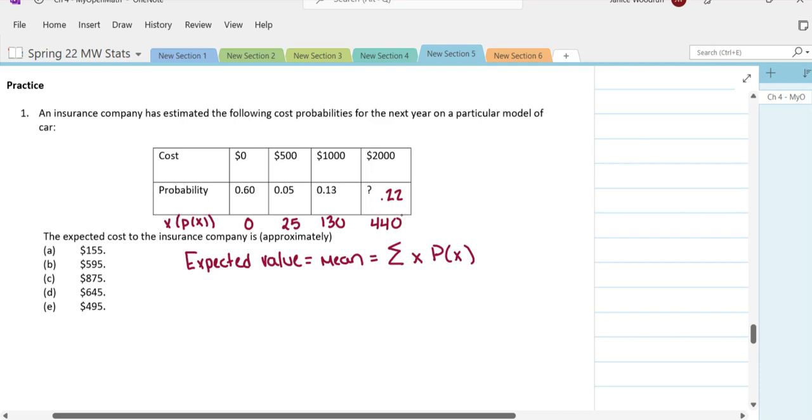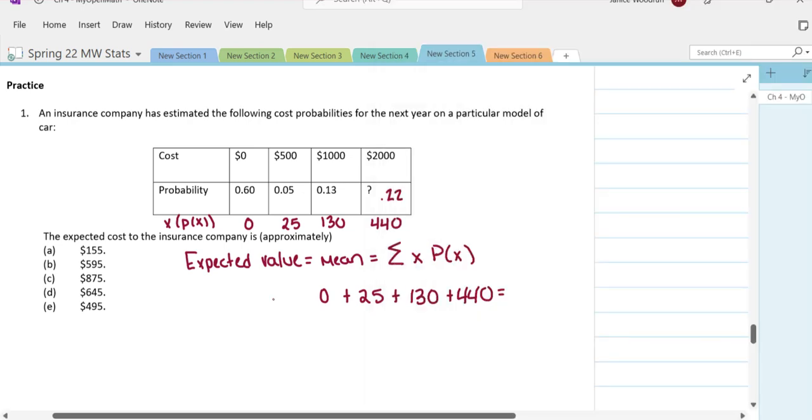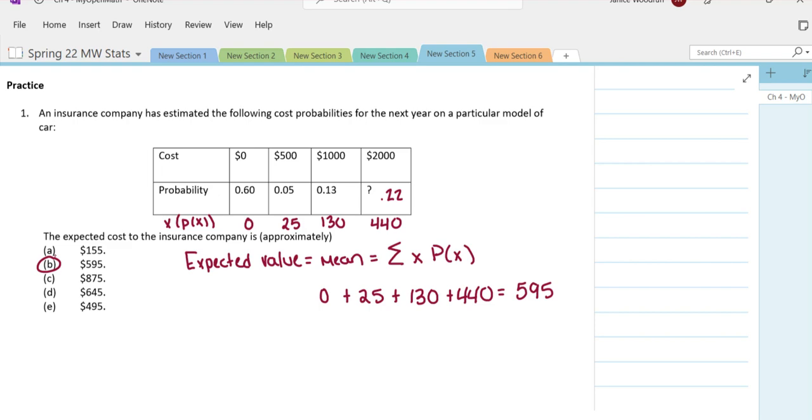So it's the sum of these values. So 0 plus 25 plus 130 plus 440. So 25 plus 130 plus 440 is going to give us 595. So the expected value to the insurance company, over time, for this particular model of car is going to be about $595 for the expected cost.